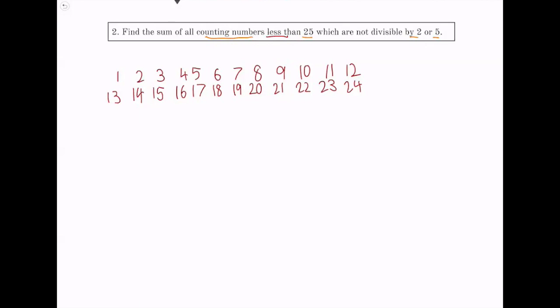So what numbers are multiples of 2, or divisible by 2? 2, 4, 6, 8, 10, 12, 14, 16, 18, 20, 22, 24. Right? Those are all the numbers divisible by 2. What about 5? 5, 10, well, we already crossed out 10, 15, 20, and yeah, that's it. And now all you have to do is add the numbers. 1 plus 3, plus 7, plus 9, plus 11, 13, plus 17, plus 19.